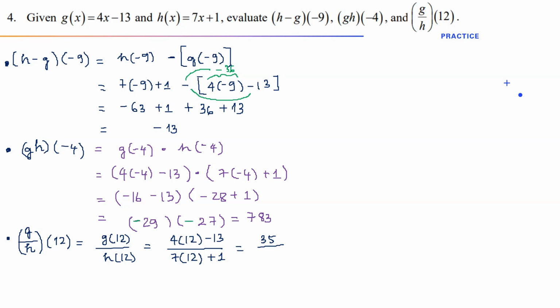7 times 2 is 14. Write 4, remember 1. And then we have 7 times 1 is 7. Plus 1 is 8. So 84 plus 1 is 85. Now 35 and 85 you can divide by 5, right? Simplify it. So 35 divided by 5 is 7. 85 divided by 5 is 17.